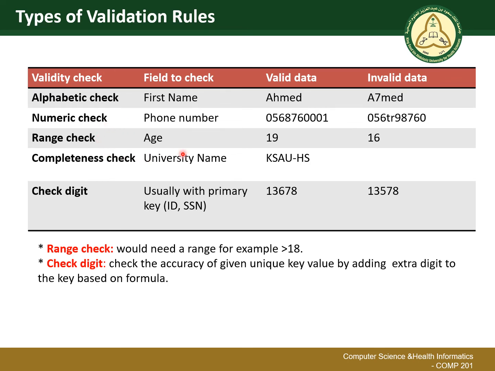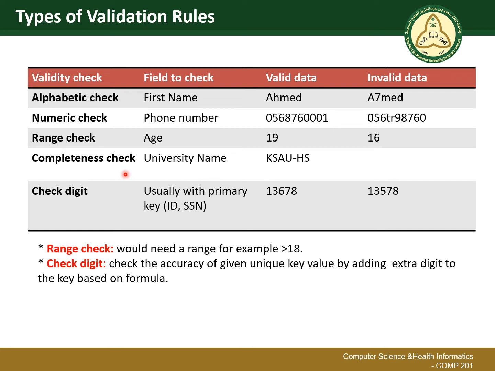Numeric check, it will make sure that the entered data are numbers. So for example, if we have a phone number field and we enter these mobile numbers, all the entered characters are numbers, so it will be considered correct. But here in the invalid data, the phone number was mistakenly entered with some letters, so it will be considered wrong, so it will be considered invalid data. The range check, it will make sure that the data will fall in a specific range.